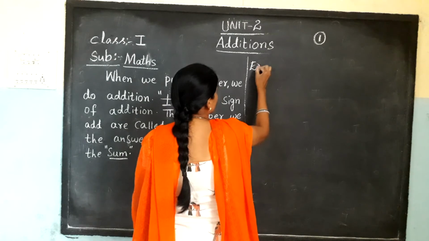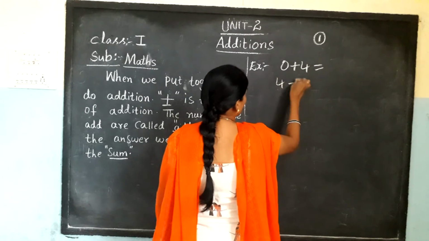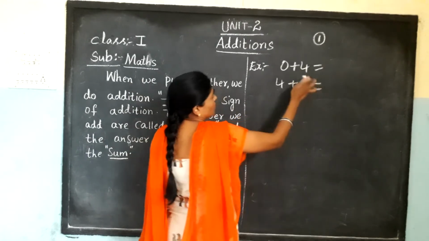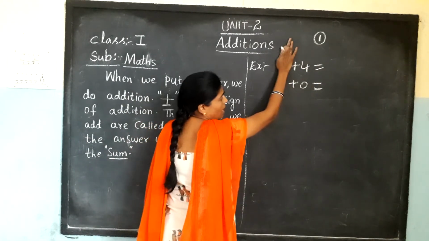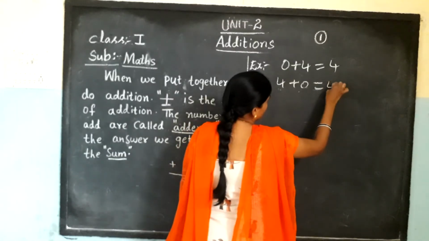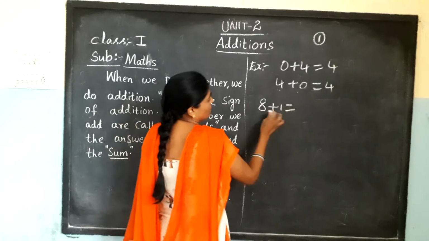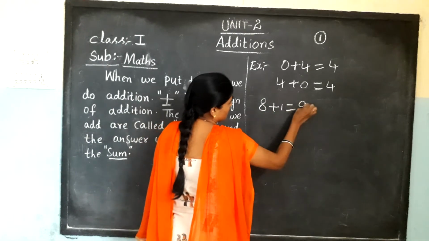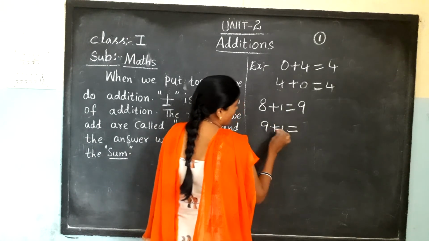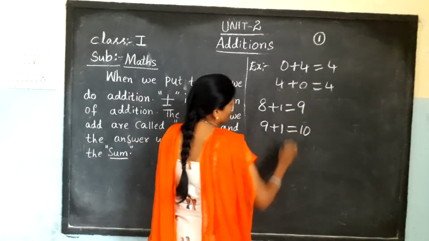Examples. 0 plus 4 or 4 plus 0. 0 plus 4, as I have explained, what number will come? The same number will come. 0 has no value. 4 only will come. Or 4 plus 0 also, 4 only will come. Again 8 plus 1 means the number after 8 will come. 8 after 1, 9. 8 plus 1 is 9. Again 9 plus 1. For 9 you are adding 1, it became 10. Means the next number is coming, no? It is one type of addition.